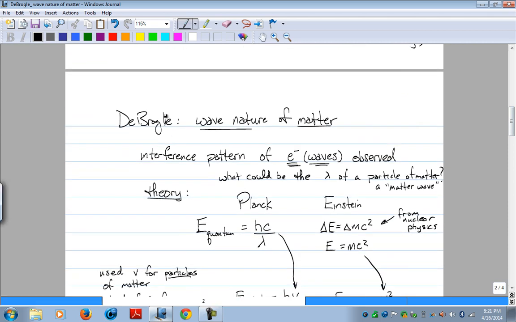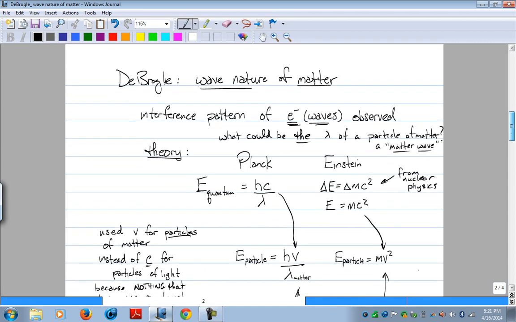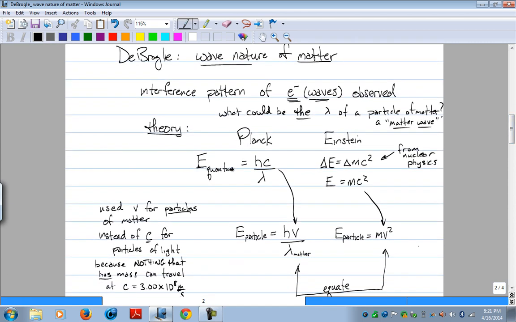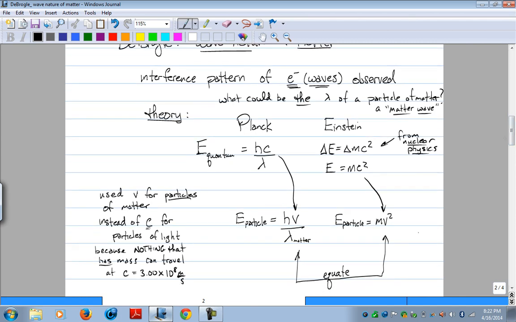So to see just what could be the wavelength of a particle of matter, a matter wave, de Broglie took the already established equation of Planck, the energy of a quantum as hc over the wavelength, and then from nuclear physics equations of Einstein, that the change in nuclear mass times the speed of light squared would be the change in energy of the system of nuclei undergoing either nuclear fusion or fission, and that's often simplified to just E equals mc squared.